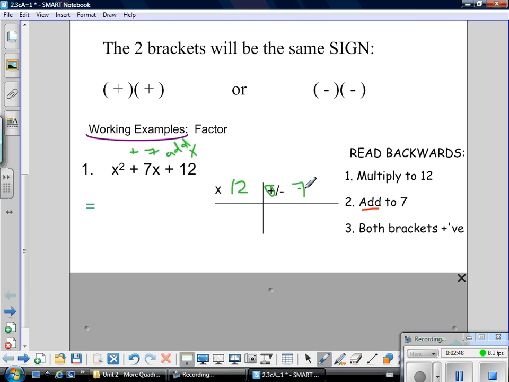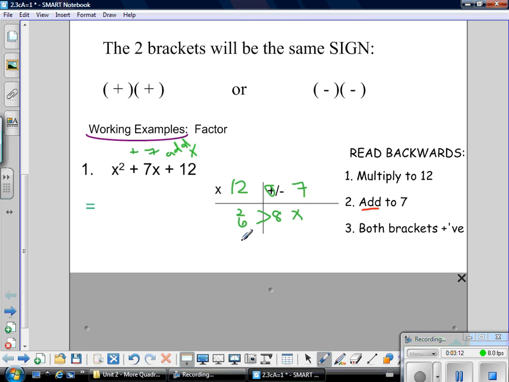Usually what I do here is my multiplication facts. This is where this comes in. So what two numbers multiply to give me 12? Well, there's 12 and 1, but obviously they don't add to give me 7. There is 2 and 6. Some of this you could do in your head. When I add 2 and 6 together, what do I get? I get 8, so it cannot be that one.